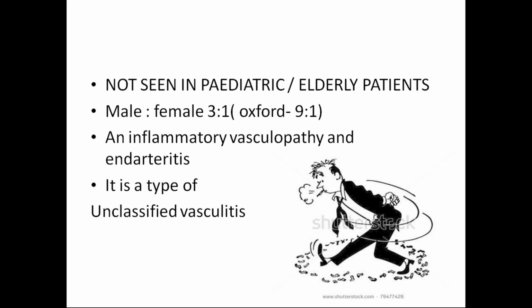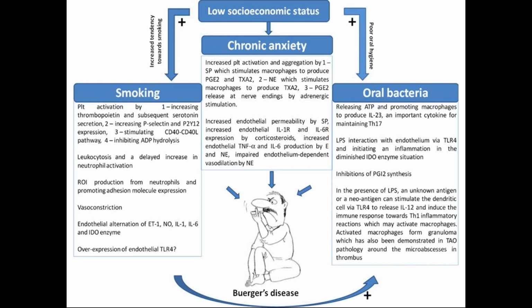These are usually not seen in elderly patients or pediatric patients. The ratio varies, but it is a predominantly male-preponderant disease. It is an inflammatory vasculopathy with endarteritis, unclassified type. We don't go too deep into this, but remember, smoking, chronic depression or anxiety, and oral bacteria, these three are supposed to act in synchrony with each other and increase the risk for Buerger's disease.